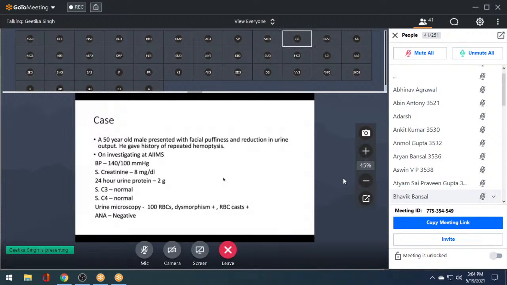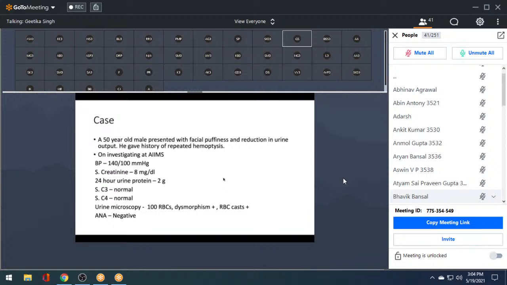Good pastures. Okay, so let's understand. Why did you say good pastures? You're probably right, but why? Because of the history of hemoptysis. Yes. We can also suspect various kinds of vasculitis with a history of hemoptysis and hematuria, though normal C3 levels would not be found in good pastures.